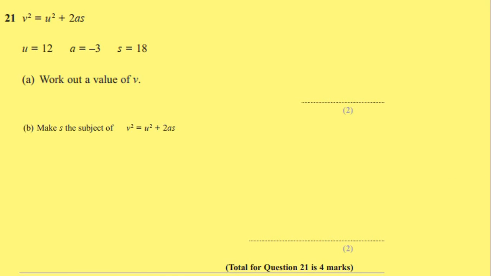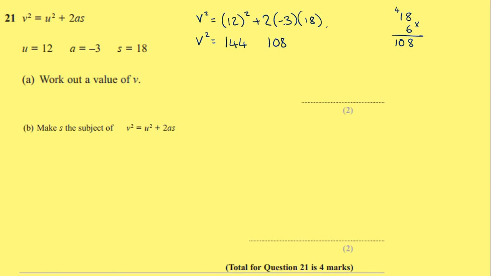Next, if v squared equals u squared plus 2as, and u equals 12, a equals negative 3, and s equals 18, we need to find a value for v. Now v squared must equal u squared, which is 12 squared, plus 2 lots of a, which is negative 3, lots of s, which is 18. What's 12 squared? 12 times 12 is 144. 2 3s are 6, and we need to do 6 times 18. 6 8s are 48. 6 1s are 6, plus a 4 is 10. So we get 108.